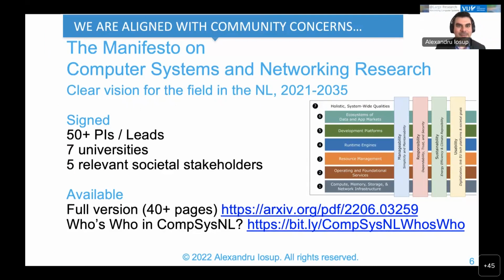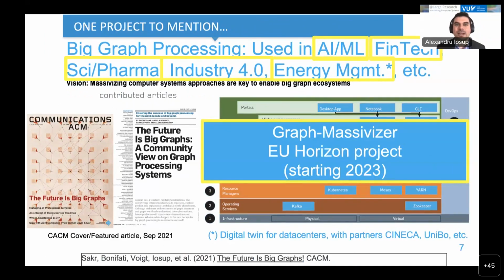Again, they are online. And a project that is upcoming in January 2023, we really want to massivize graph processing. So the topic for today aligns nicely with this starting project. If you're interested, I can say a lot more about it today. I'll use, I think, a couple of minutes only for this.